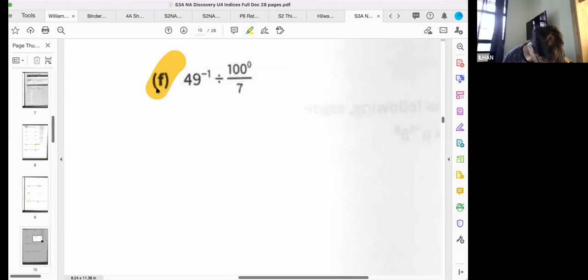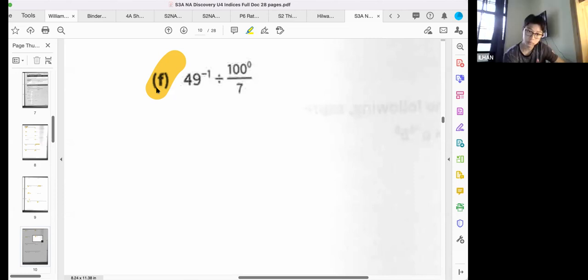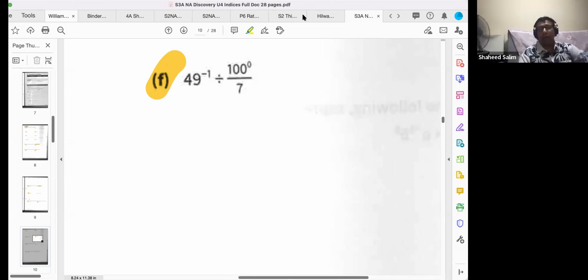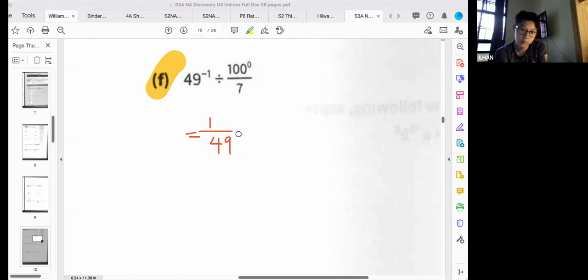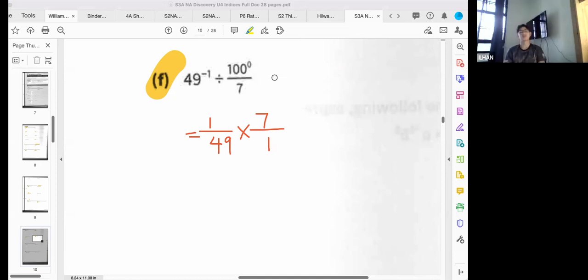One over 700. 1 over 100 to the power 0 is what? 1. Then you take it to be 100, I think. Take it 1, okay. Let's see, I wonder how you get 700. So down here, 49, you become 1 over 49, you agree? Divided, you change to times, right? 7 goes on top. 100 to the power of 0 is 1, you know, not 100. Oh, you put 100, yeah.